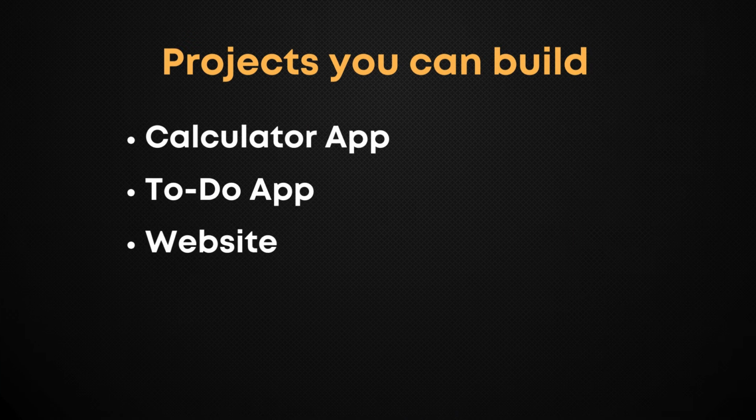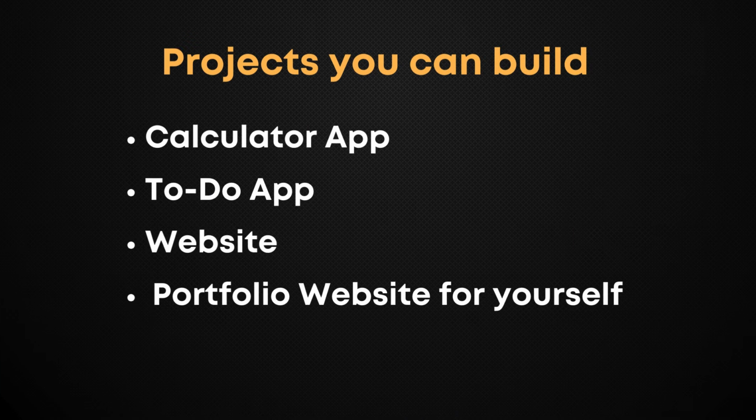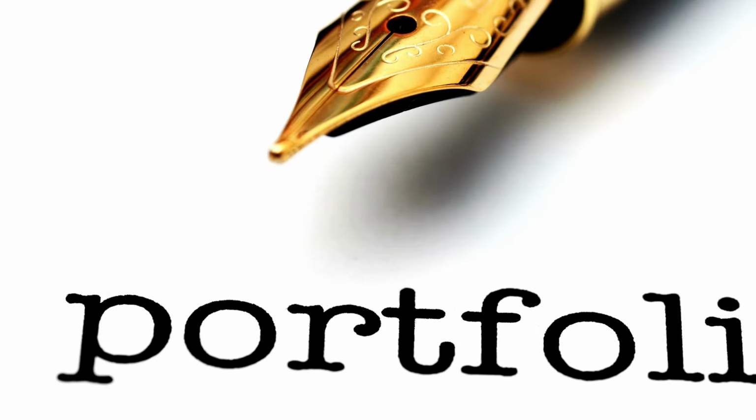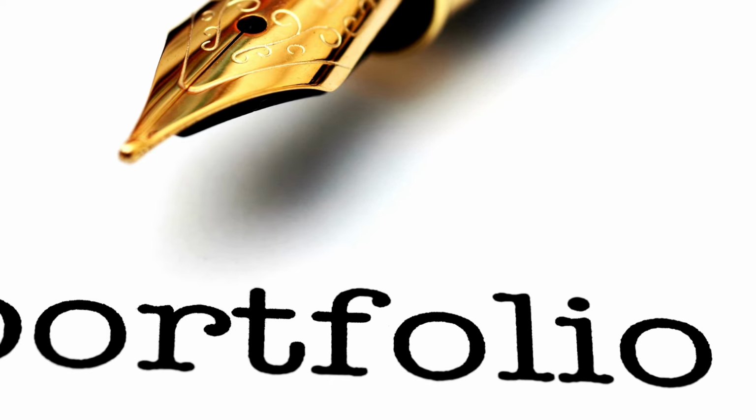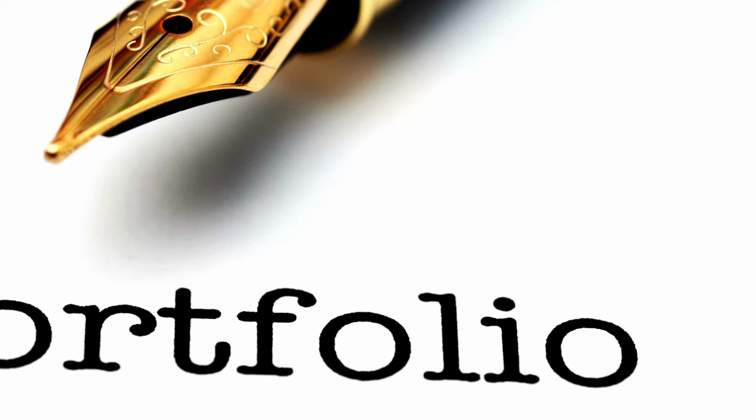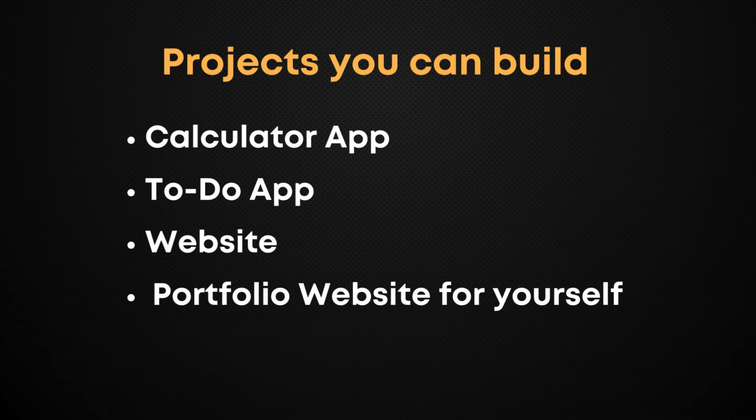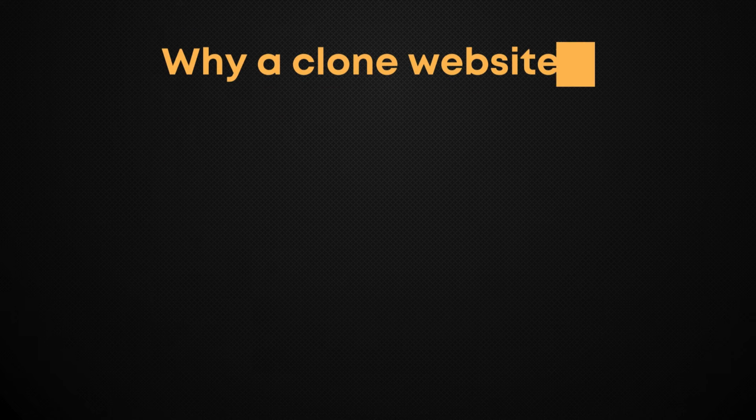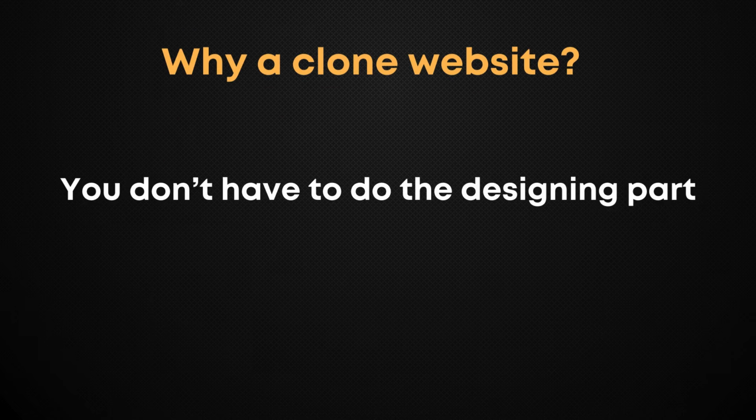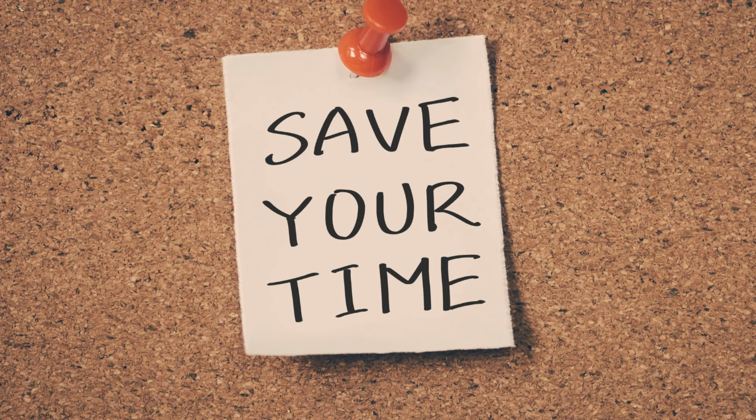The next type of project you can also build is a website for yourself, that is your own portfolio. You can start with a single page portfolio and add your resume and other achievements, including the projects that you're making. Another type of project that you can make is clone of one website like Amazon, LinkedIn, Facebook, or Instagram. The benefit of building a clone is that you don't have to do the designing part as it is already done by the professionals. It'll save a lot of your time.